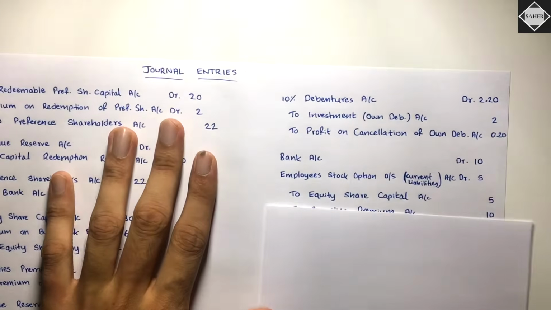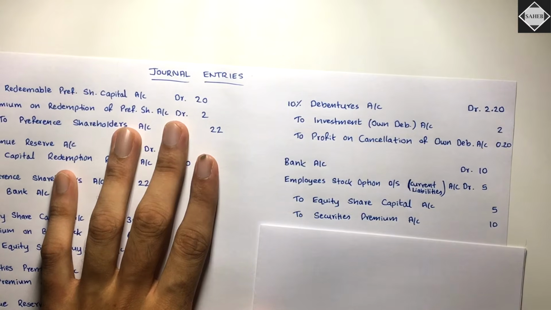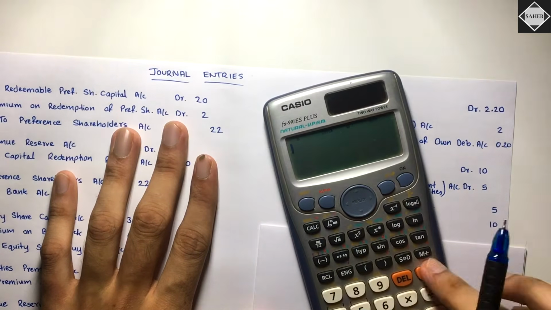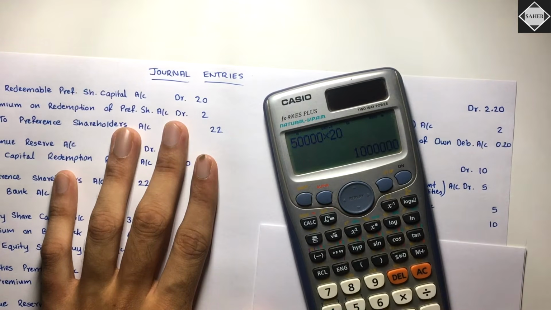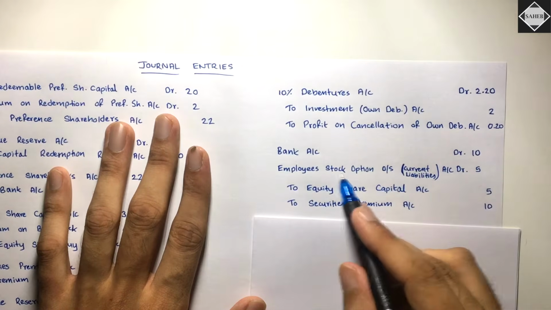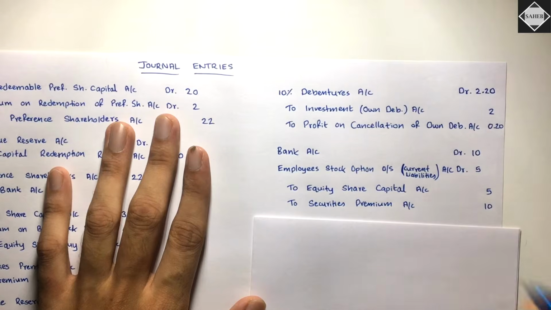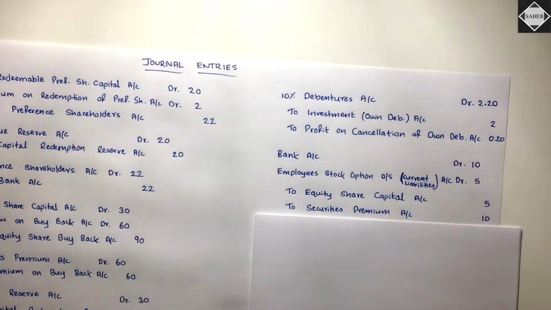So see here, bank account debit 10 lakhs. How 10 lakhs? It's really simple. I have shown you the calculation. 50,000 shares were subscribed at the exercise price of 20, that's equal to 10 lakhs. Is it clear? And then employee stock option outstanding account, that liability we have to cancel regarding the ESOP, which we were recording and increasing year by year at the end of every year in the vesting period. Is that clear? So that we have to cancel.